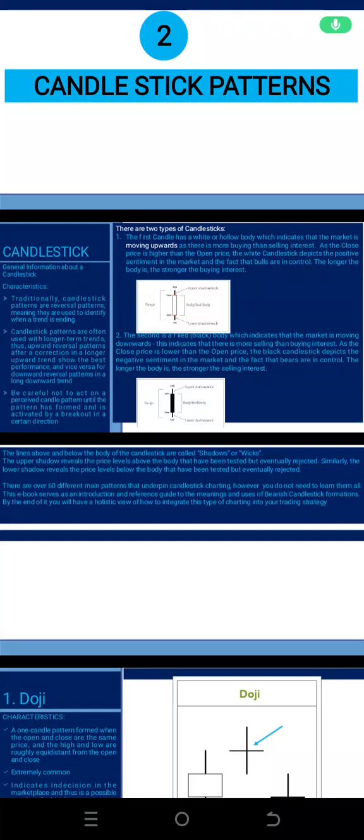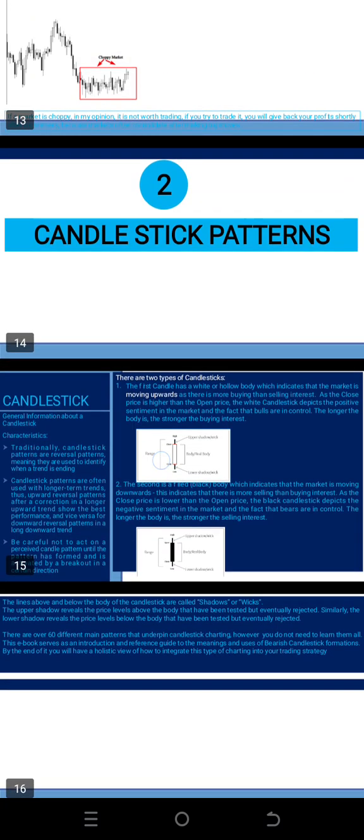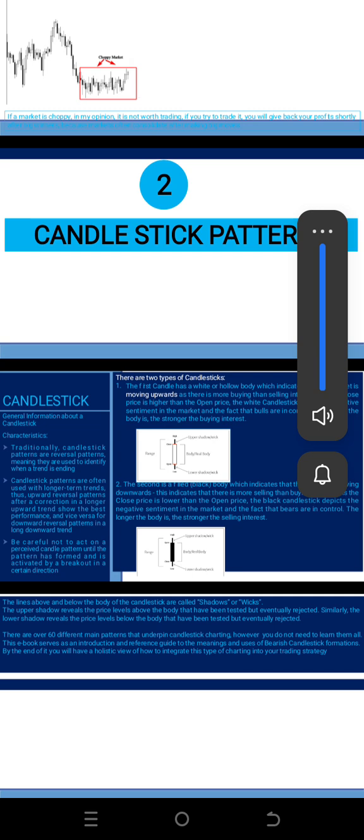Right. So tonight we'll be discussing candlestick patterns. As you can see here, candlestick patterns. There are a few candles that we will be placing our concentration on. It is not all the candles that we study.